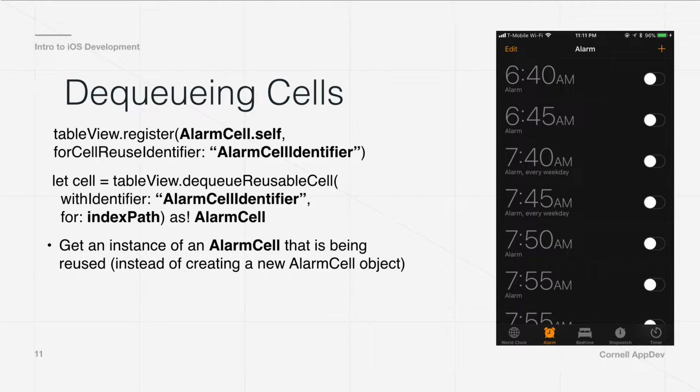Dequeuing cells is also in our cellForRowAt method, you had this line where we did let cell equals tableView.dequeueReusableCell(withIdentifier:). And all that does is it gives you an instance of an alarm cell that you can use. So instead of actually creating an alarm cell by calling the init function, calling dequeueReusableCell gives you that reusable cell that you can use. And you notice that when we registered it, we used the alarm cell identifier. You have to make sure that if you're using alarm cell in here, you also use the same identifier, or else your application will crash. Any questions about that?